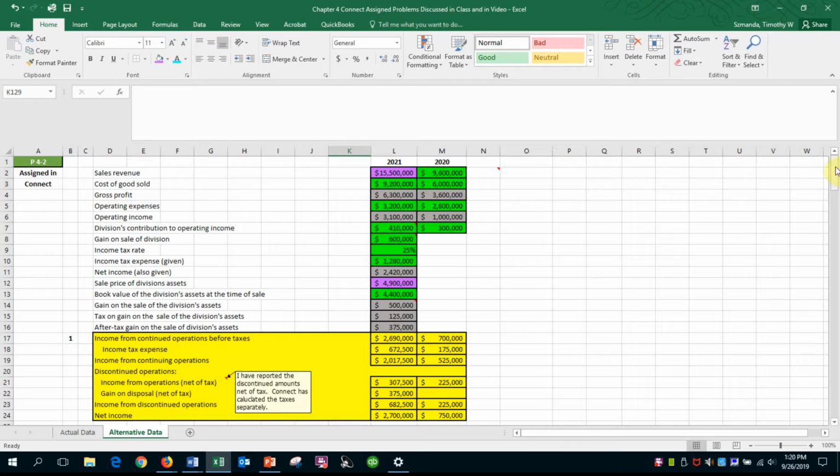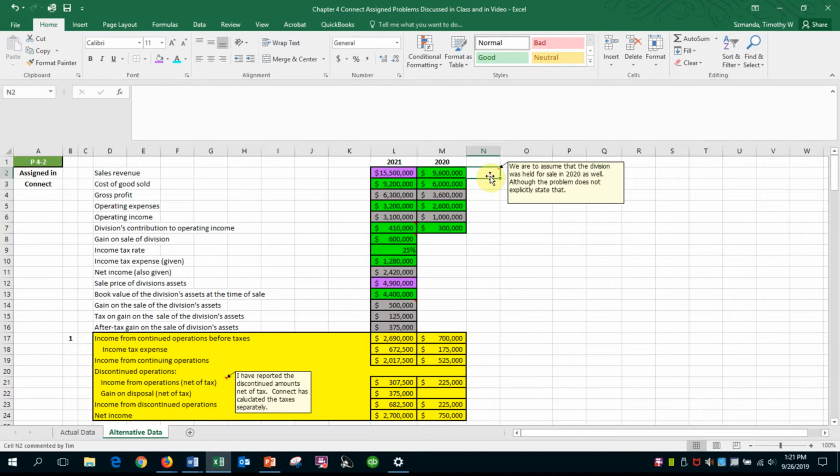I've altered the data a little bit in the purple cells. Otherwise, the data is very similar to what you would see in the Connect problem, but it does change the answer significantly in the two cells I've changed. We're given a bunch of data here, and this is information that we're used to seeing. We have data for 2021 and data for the previous year, 2020.